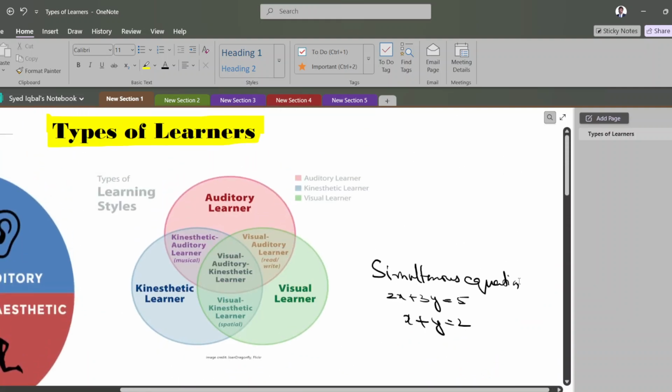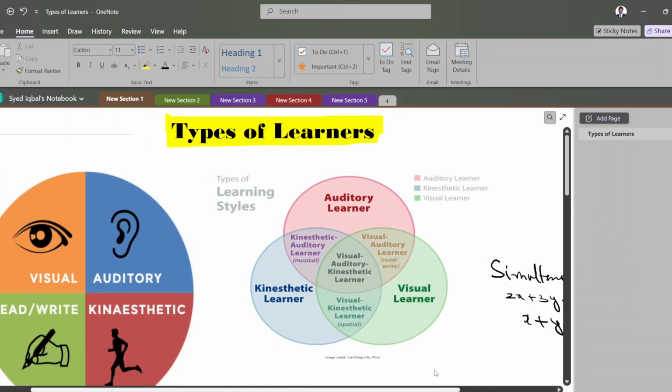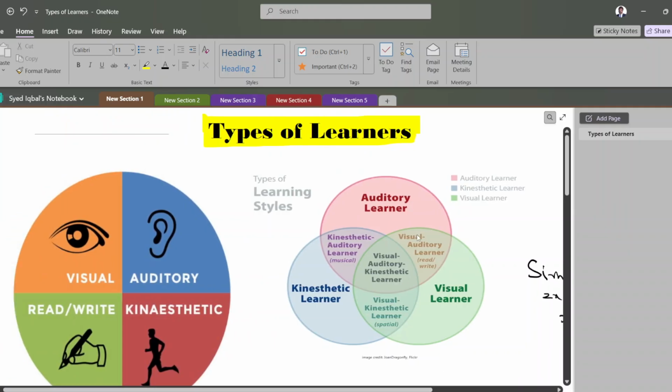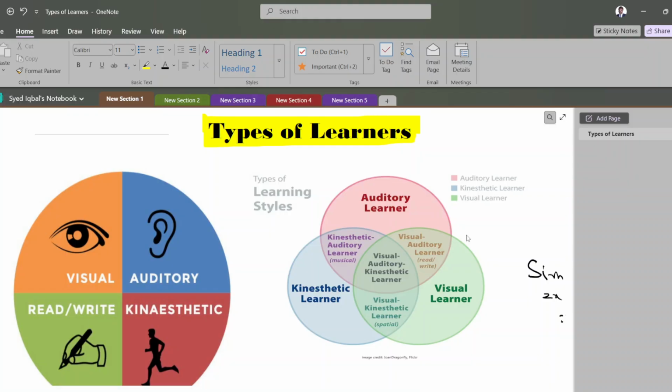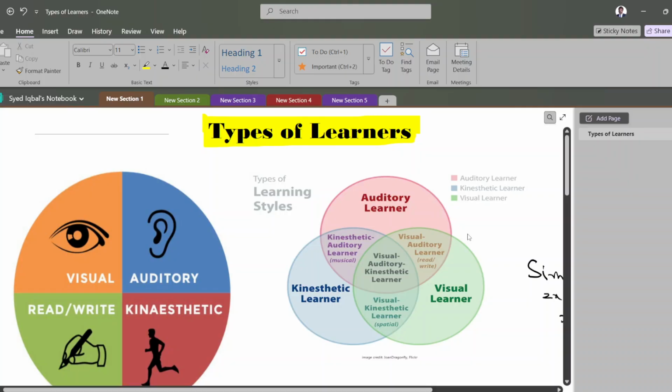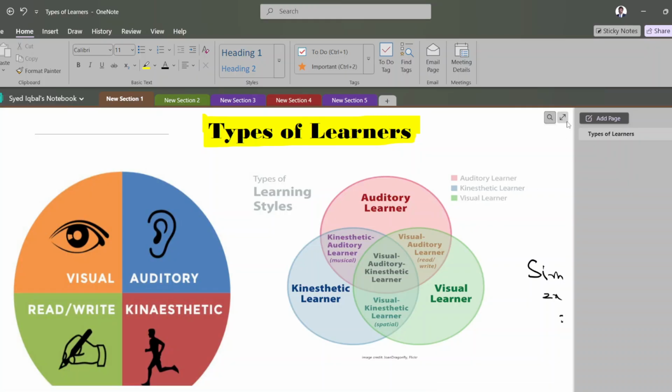Hi everyone. Today we'll discuss types of learner or learning styles. Basically there are three learning styles: auditory, kinesthetic and visual. And one more is added nowadays, read and write, and a few more are derived ones. Basically there are only three. The remaining also we will discuss in detail.